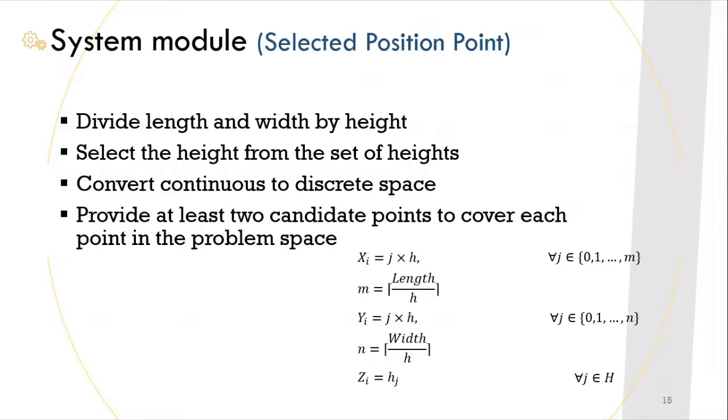Since FBSs can be located in any position, we cannot solve the problem with infinite points. Therefore, we provide a 3D mesh grid to discretize the 3D infinite space. To achieve this, we divide the lengths and widths by heights and select the heights from the set of heights. By this, we will have at least 2 points to cover each user at any point.